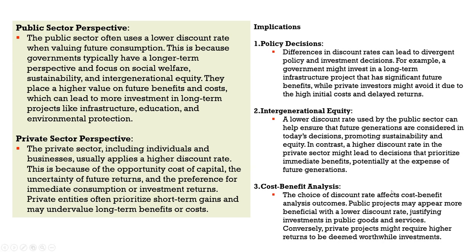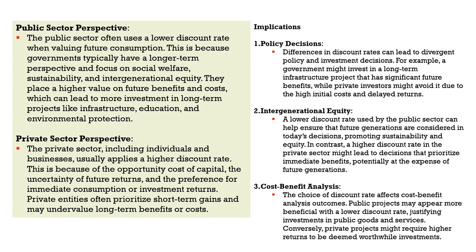Second is intergenerational equity. This follows from the first point. A lower discount rate used by the public sector can help ensure that future generations are considered in today's decisions, thereby promoting sustainability and equitability considerations. But the private sector, on the other hand, may want to employ a higher discount rate. It might lead to decisions that prioritize immediate benefits at the expense of future generations.